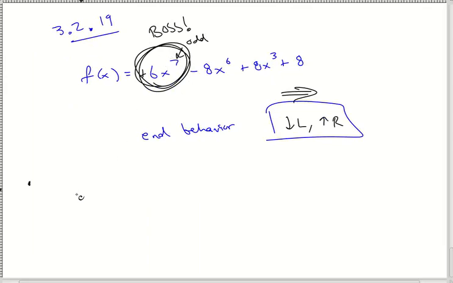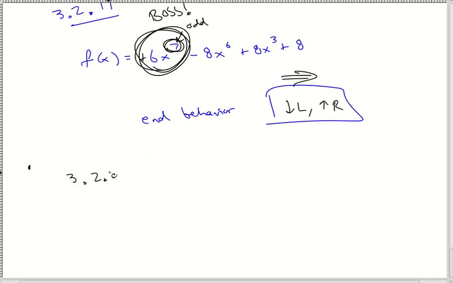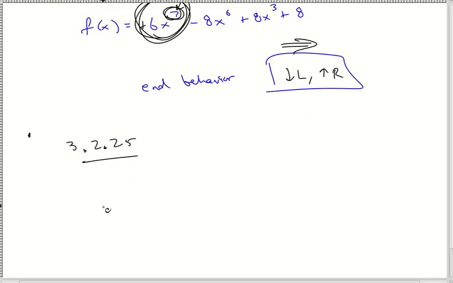Boss. Biggest power, biggest degree. Don't bosses have the most power? That was a good way to say it. Bosses have the most power. Ha ha ha ha. I'm just making stuff up here.